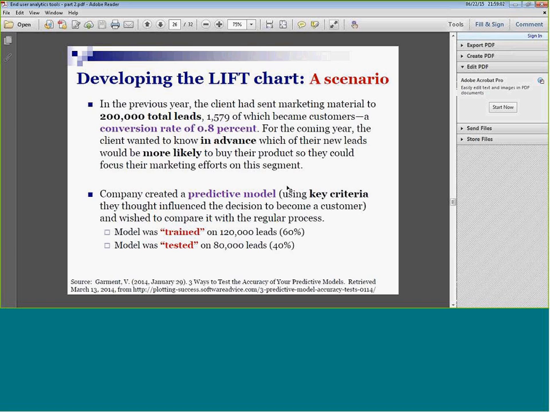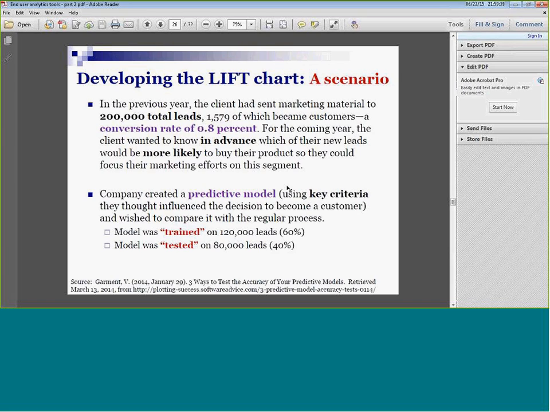So let's look at a scenario. I think the easiest way to explain the lift chart is this little scenario that I found that I like a lot. Remember, we always have past data to build these models. So let's say last year we bought a mailing list and sent out to 200,000 leads a brochure, an ad, a solicitation for a donation, whatever, trying to sell something, marketing material. 1,579 of them actually became customers. So our conversion rate is 0.8%.